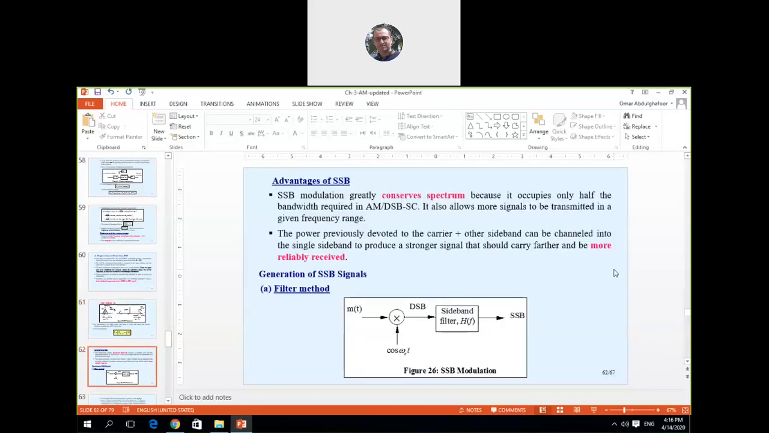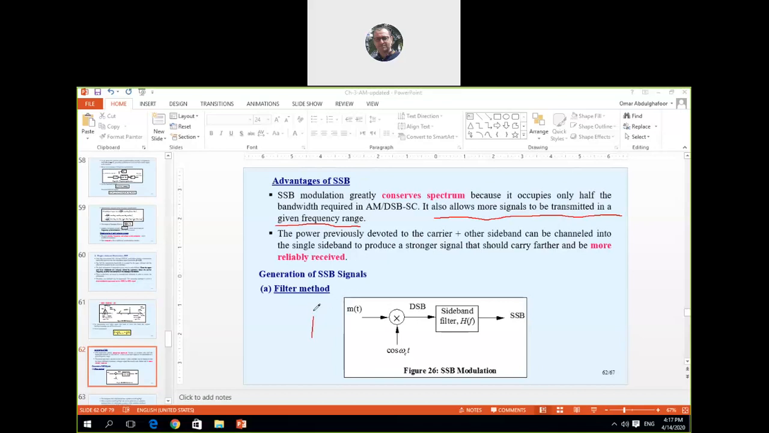What else? The advantage of single sideband is very obvious. We can save the bandwidth, so that means more signals can be transmitted in a given frequency range. While in double sideband, either large carrier or suppressed carrier, definitely overlapping will take place. That means overlapping between adjacent frequencies will be very high compared to single sideband suppressed carrier.